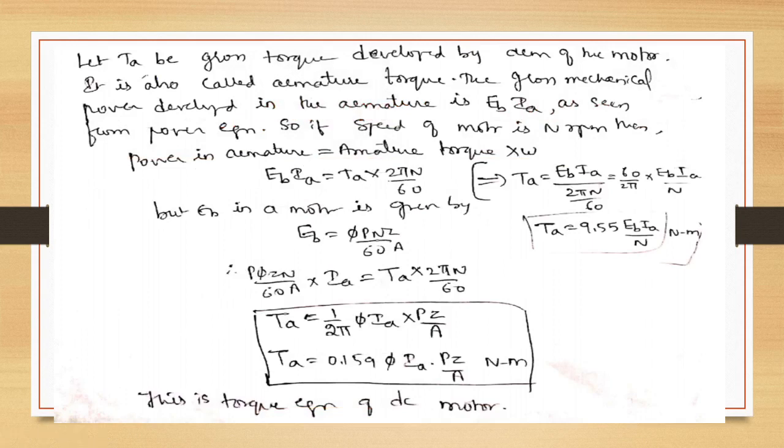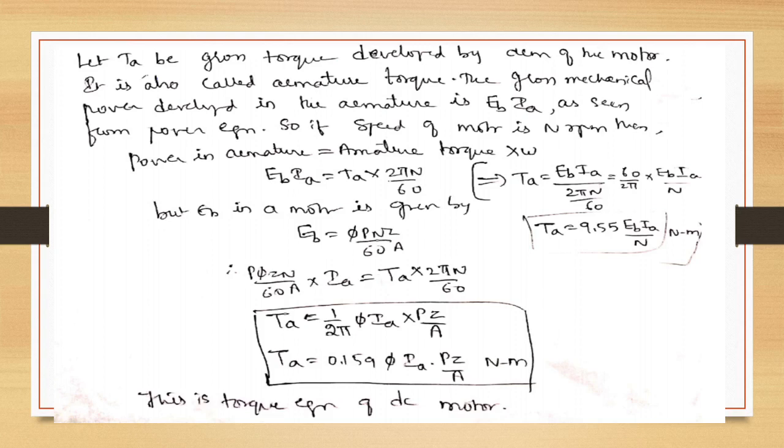Now let us consider that Ta is the gross torque developed by the armature of the motor. Ta can also be called the armature torque, and the gross mechanical power developed in the armature will be Eb Ia, which we have seen in previous classes in the power equation. Considering the shunt case, the voltage equation for a DC motor is V equals Eb plus Ia Ra, and when we multiply this voltage equation by Ia, we get the power equation. So Eb Ia is the power developed in the armature.